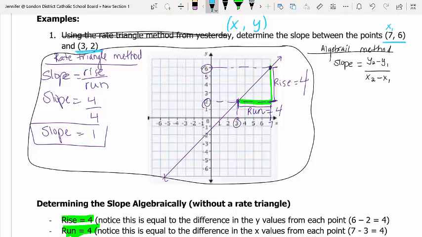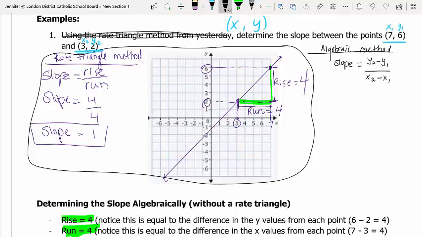So this is the x value in the first point, and this is the y value in the first point. So that's why it's x1 and y1. This is the x value in the second point and the y value in the second point. And again, that's why it's x2 and y2.